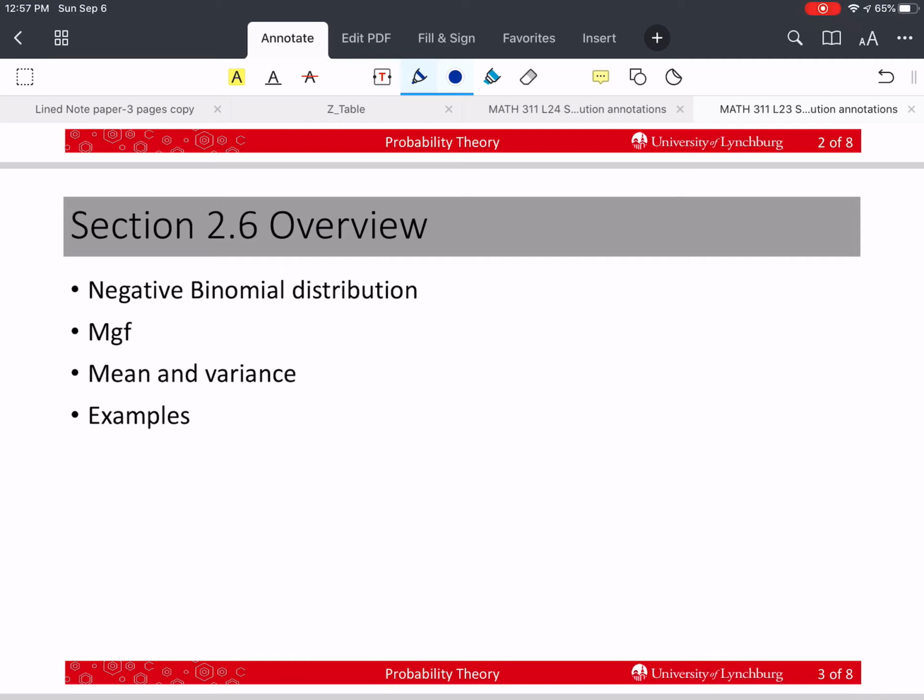In the negative binomial distribution, we continue those independent Bernoulli trials until we get the rth success. And r can be 1, 2, 3. So when it's 1, of course, we're back at the geometric distribution. When it's greater, then of course it's purely the negative binomial distribution. We're going to talk about the MGF, the moment generating function, the mean, variance, and do some examples.